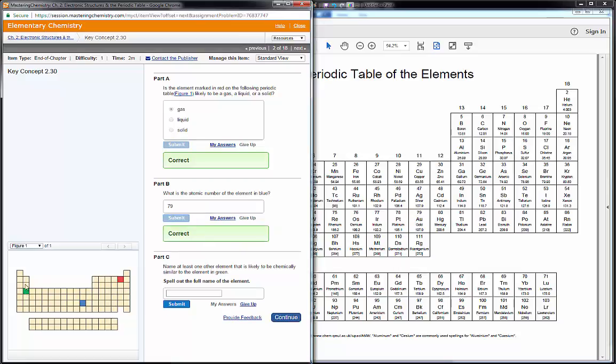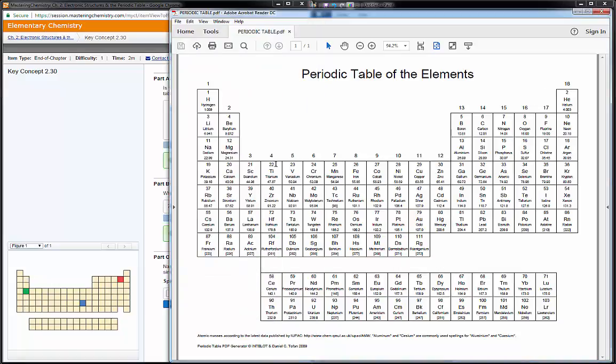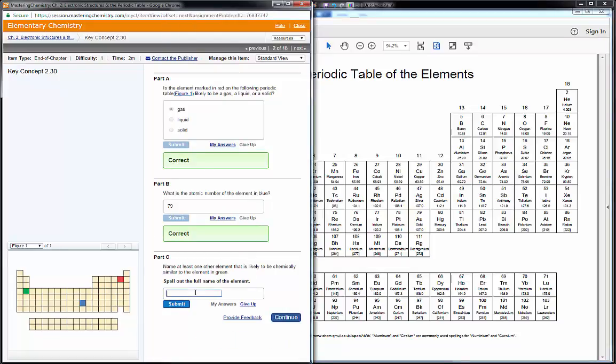And finally, what's going to be chemically similar to the element in green? In part, these elements are organized by reactivity, and everything in the same column has similar reactivity, that is chemically similar. So anything in this second column is going to be similar. The element in green appears to be calcium, so magnesium or strontium or barium, those will all be just fine.